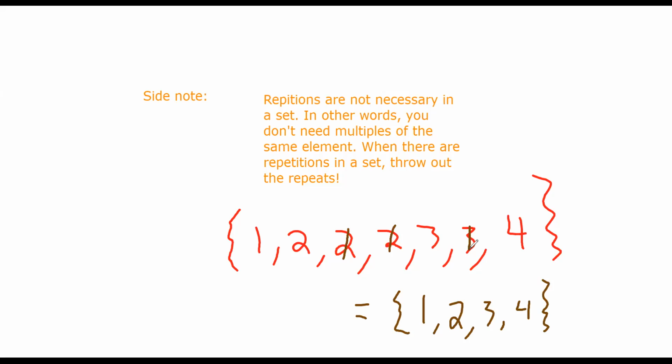So keep that in mind. Thus, these two sets here are actually equal. They're equal because they have the same exact elements, and any repeats are ignored. You completely ignore them. Throw them out. They're not necessary.